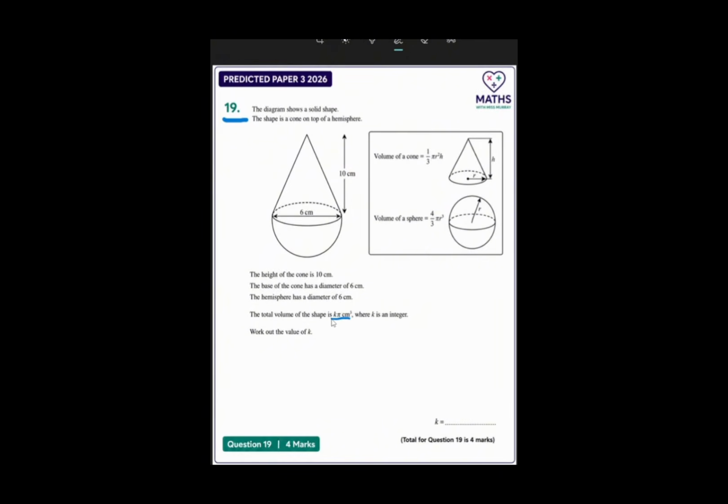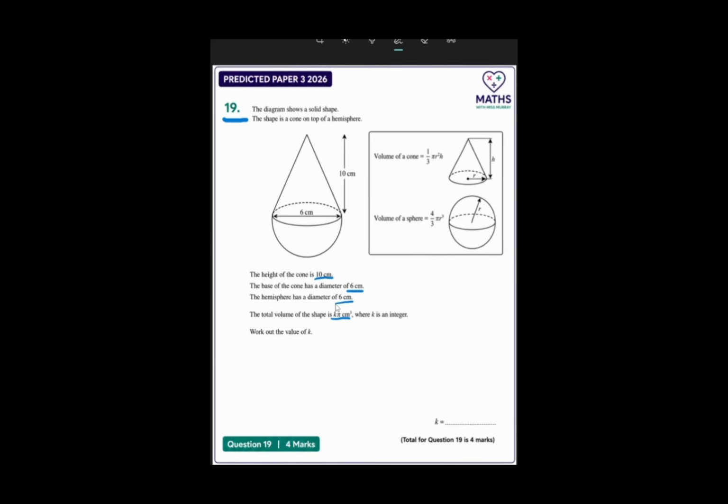So we've got this information here. The height of the cone is 10 centimetres. Well, I can see that. It's already on the diagram. The base of the cone has a diameter of 6. Well, again, I can see that. It's already on the diagram. The hemisphere has a diameter of 6. So all this information here is just telling me what I can see on the diagram.